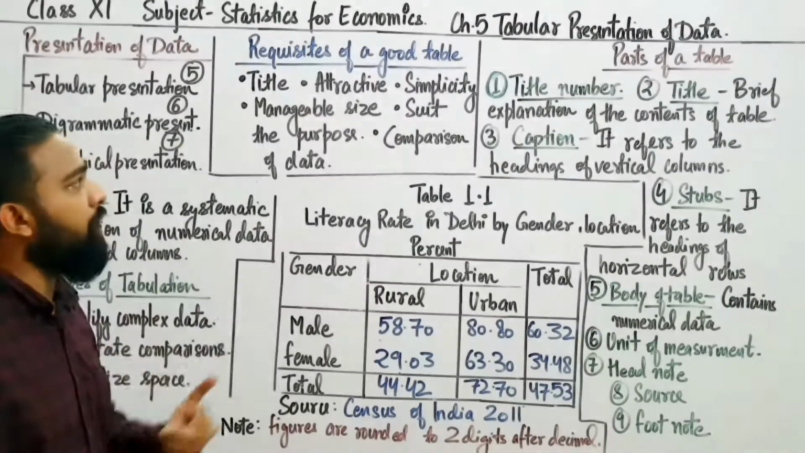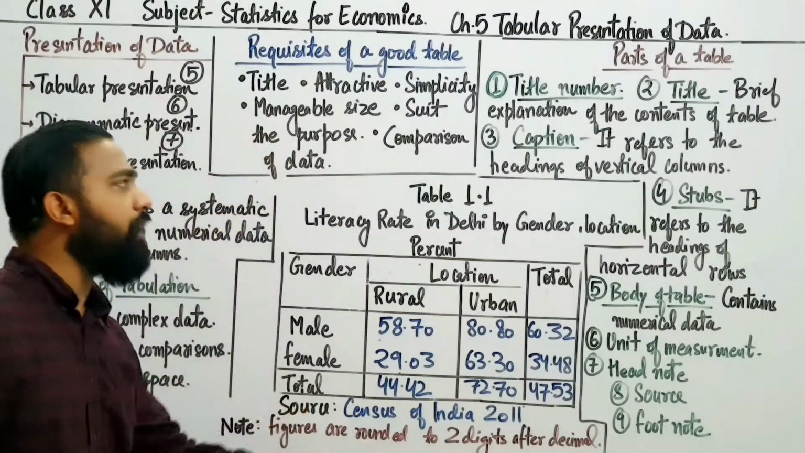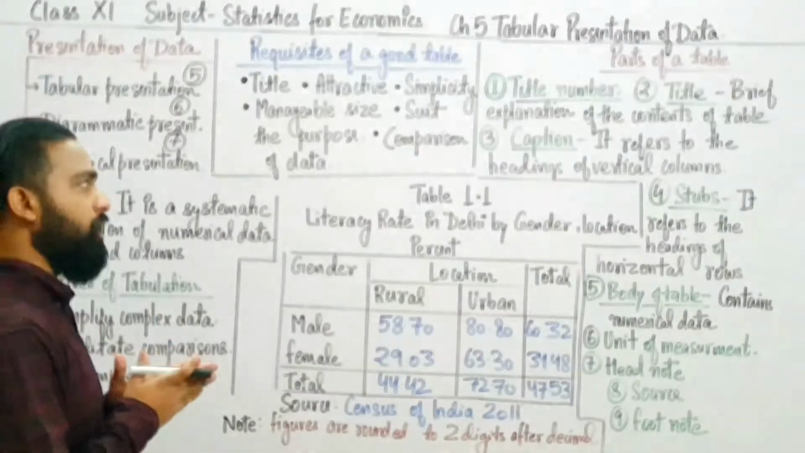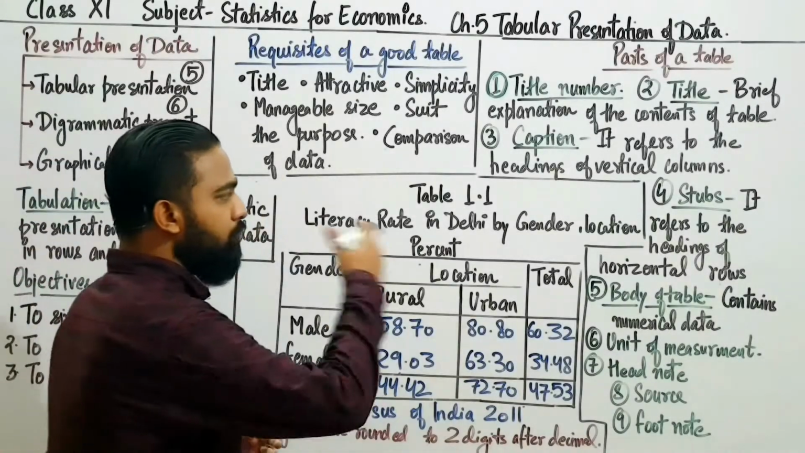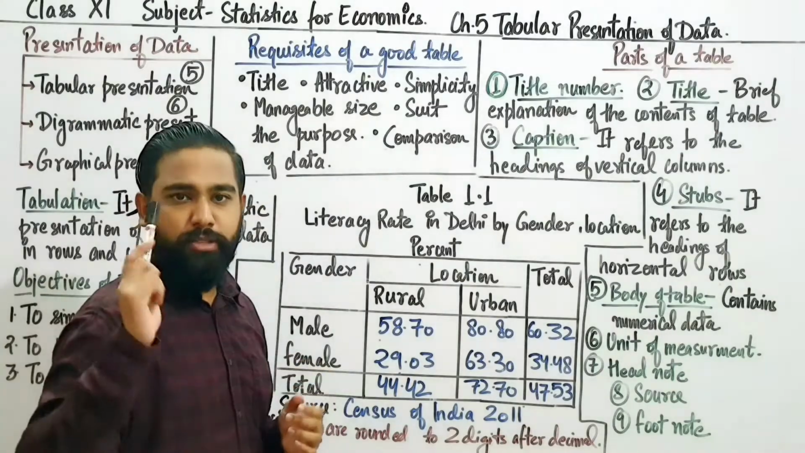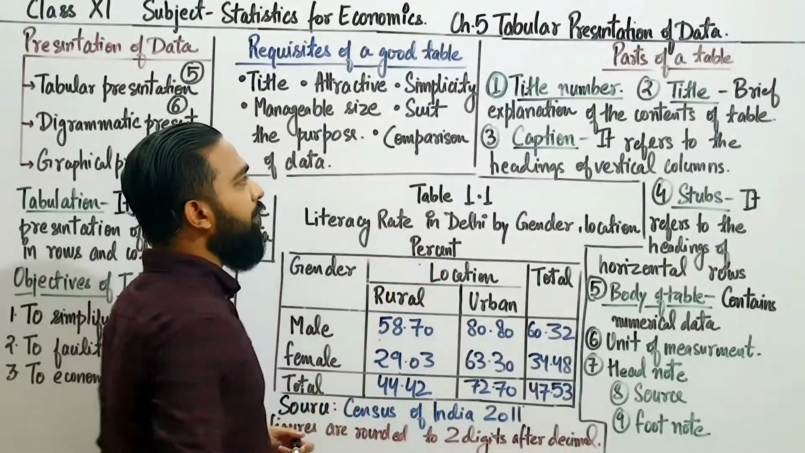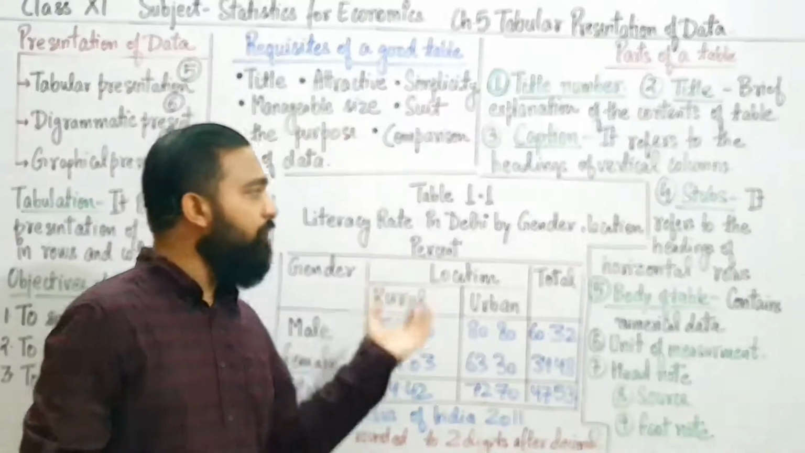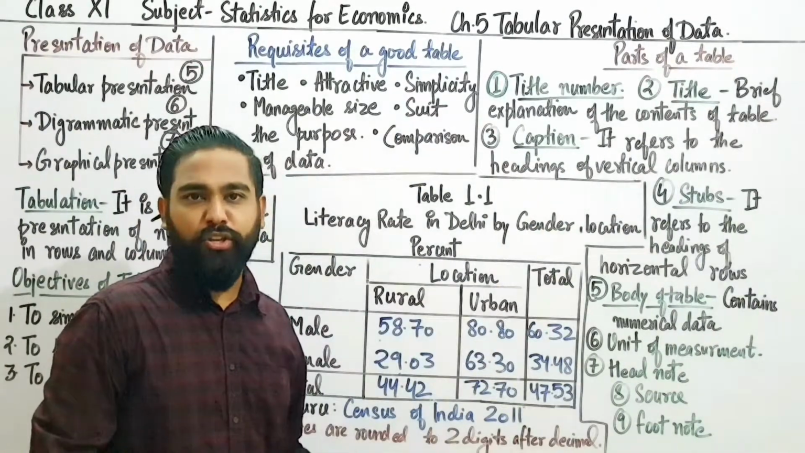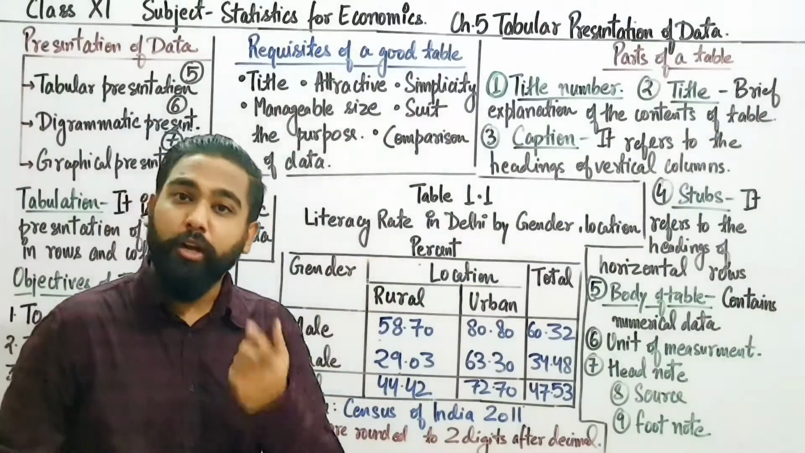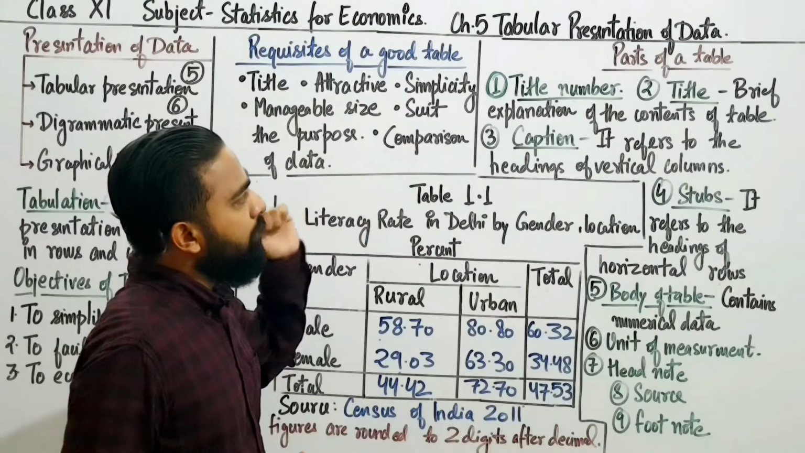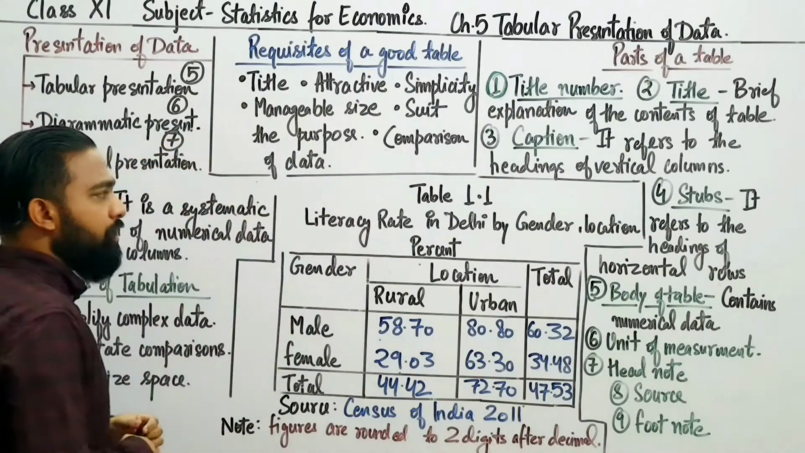Now the important part is the parts of table. What are the parts of a table? What are there so that you should include in the table? First of all, there must be a title number. So the title number is table 1.1. If I am making one more tabulation after that, that will be 1.2. Now the title. What is the title?